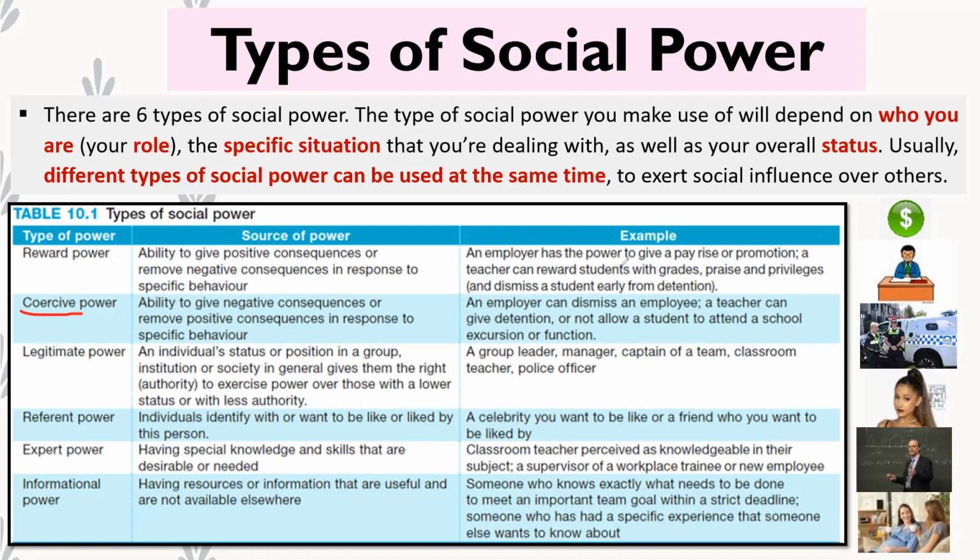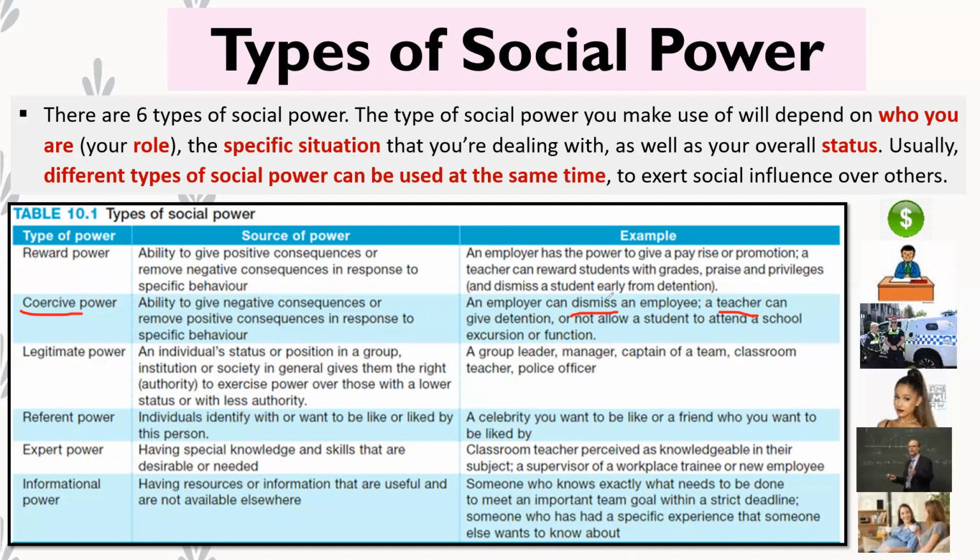Just like an employer has the power to give a pay rise or promotion, which is reward power, they also have the ability to dismiss an employee, or to demote. Demote is the opposite of promote, to actually bring down an employee one level. A teacher has the power to give demerits, detention, and to email parents. So all of these are types of punishments that teachers can have over students.